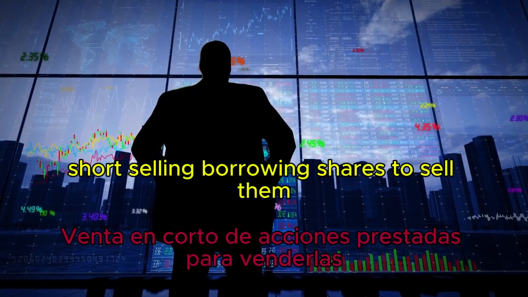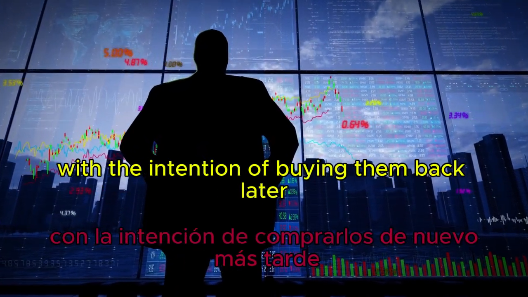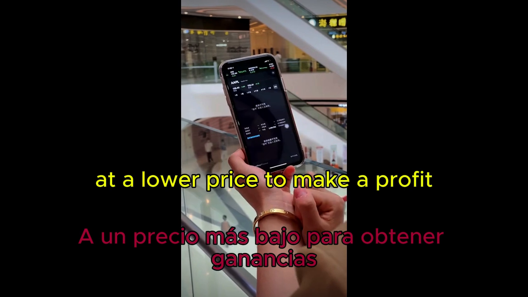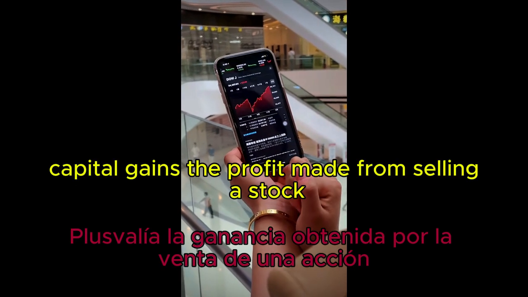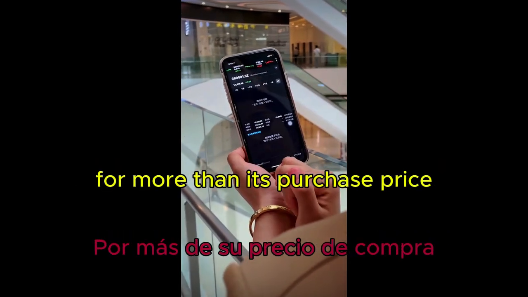Short selling, borrowing shares to sell them with the intention of buying them back later at a lower price to make a profit. Capital gains, the profit made from selling a stock for more than its purchase price.